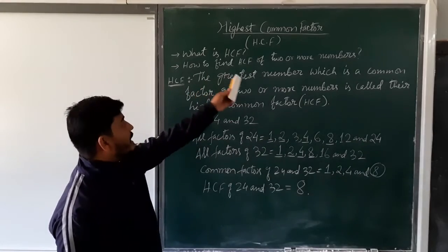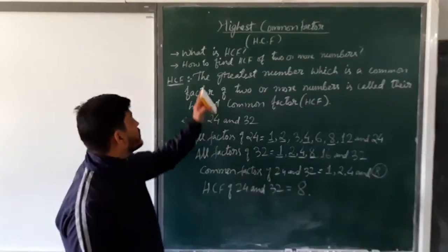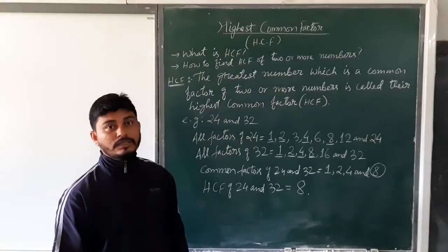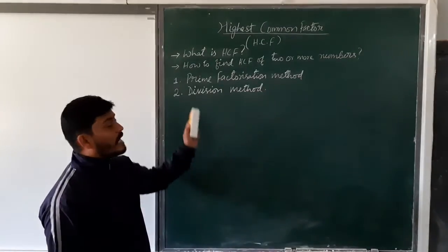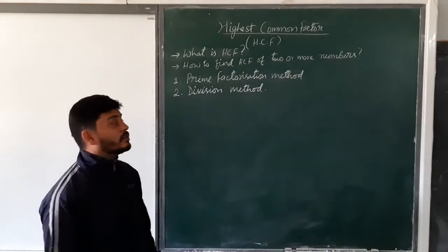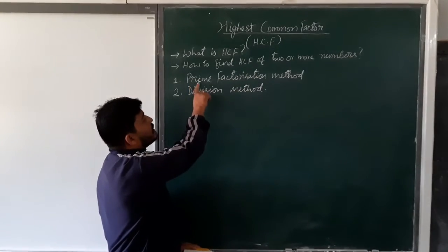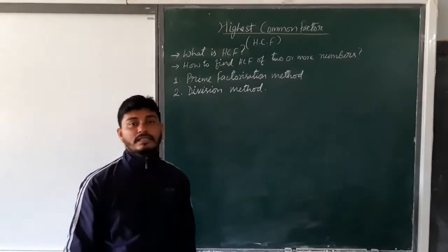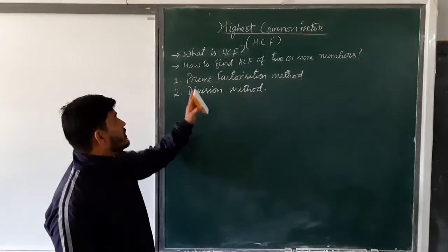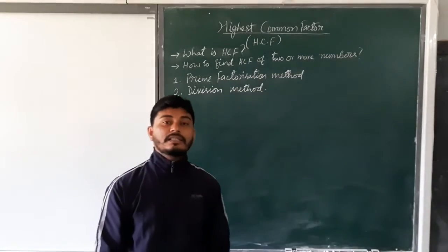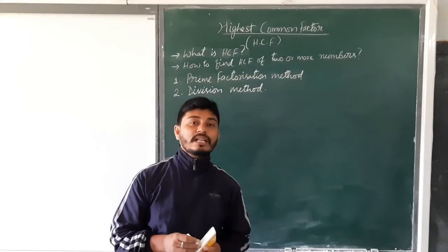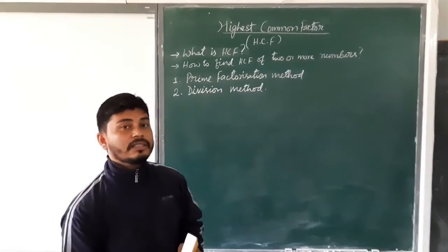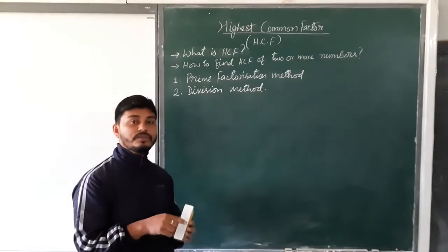So now coming to the next point, how to find HCF of 2 or more numbers. Okay, we have 2 methods. First one is the prime factorization method and the second one is the division method. First let us see the prime factorization method. Now how to find prime factorization of a given number we learned in our previous class. So the same concept will be used here.